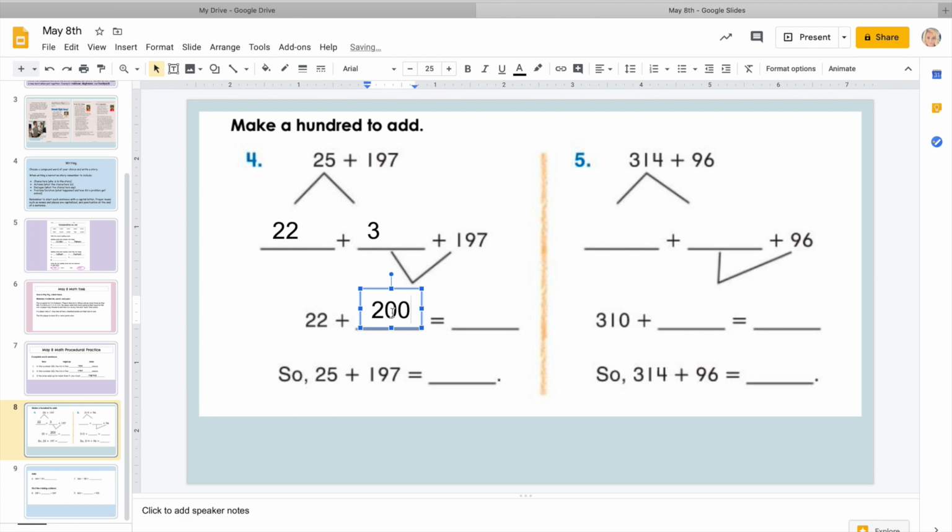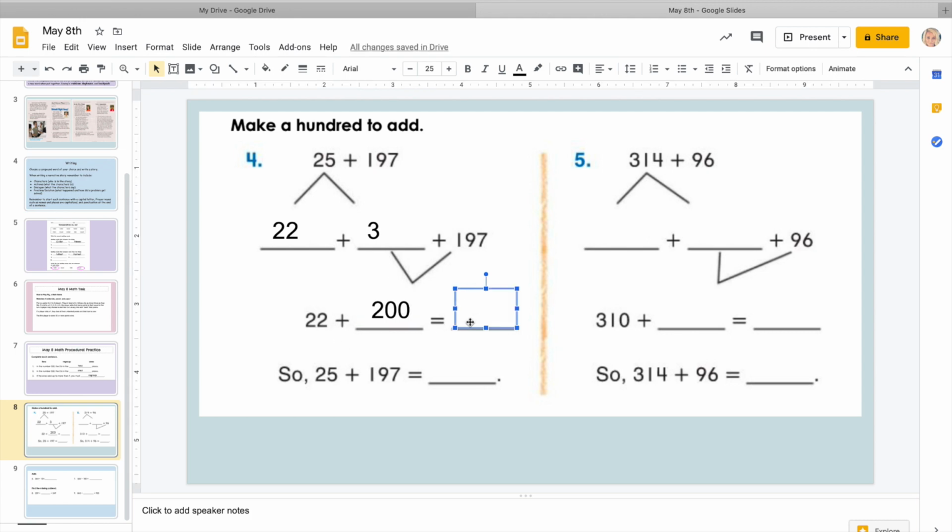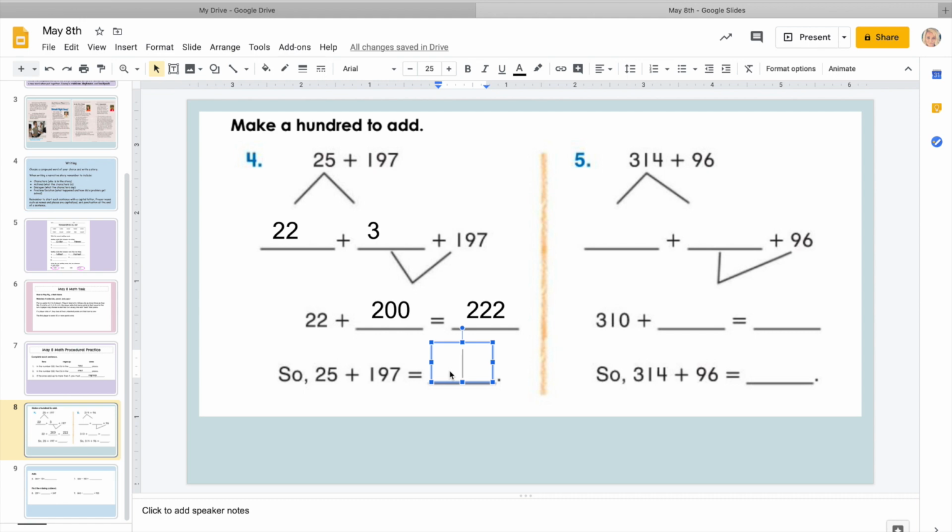And now it makes it a little bit easier to add 222 more equals 222. So because we didn't change any of the values, all we did was decompose, we broke apart that 25, that's going to let us know that that 222 is also the sum of 25 plus 197.